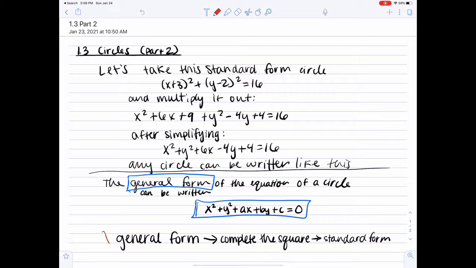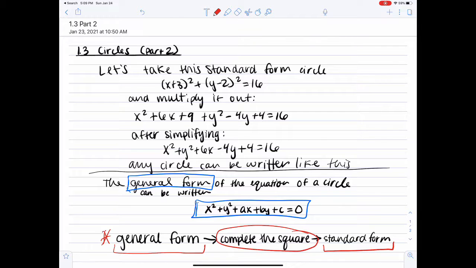So here's a step down here. If you have the general form, which is really hard to do anything with, you can get it over here into the standard form by using completing the square. And we're going to talk about how to do that today.